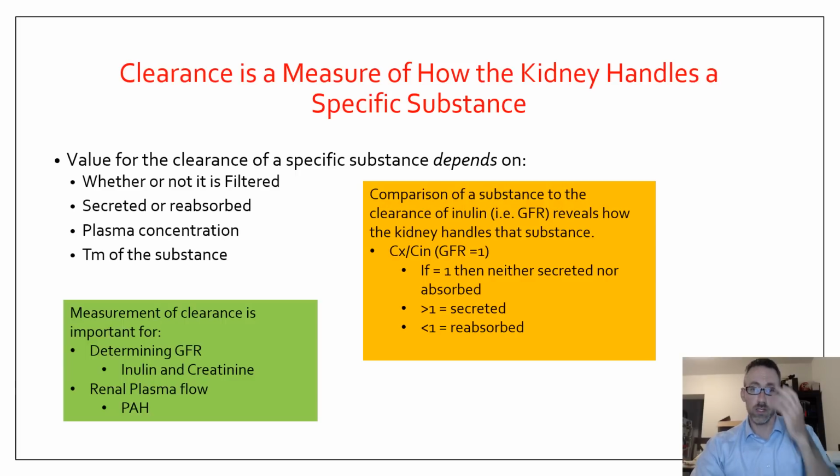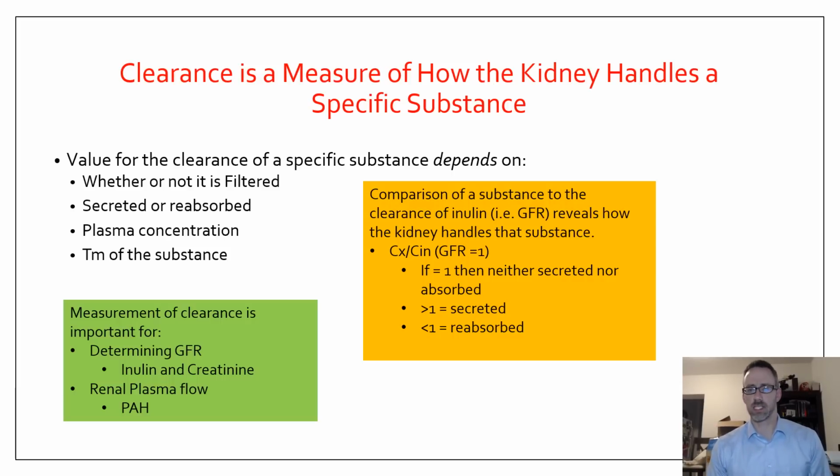So I said earlier that clearance is a measure of how the kidney handles a specific substance. Right? And so we can use clearance to predict if something is secreted or absorbed, as long as we know the GFR. Now, there's a couple things that the clearance is going to depend on. So, for example, whether or not that substance is filtered in the first place. If it's secreted or reabsorbed, so what are those properties? The plasma concentration of it, and of course the transport maximums for this particular substance if it's being secreted or reabsorbed. So these would all come into play in how the kidney is clearing it.